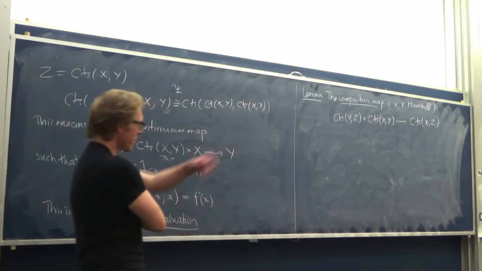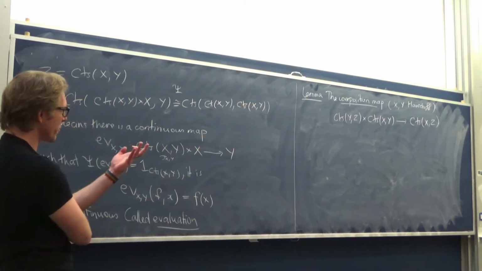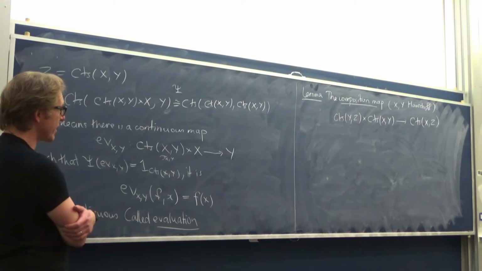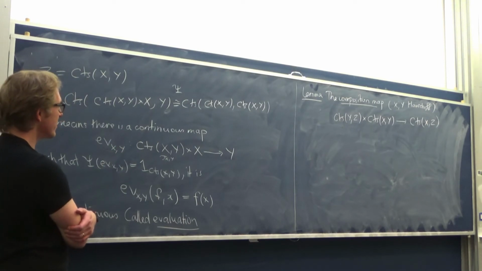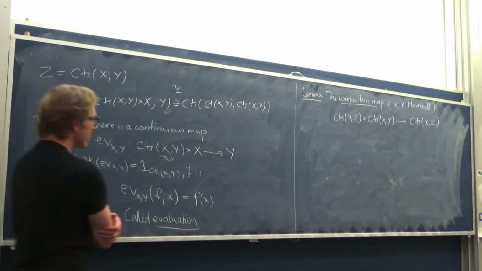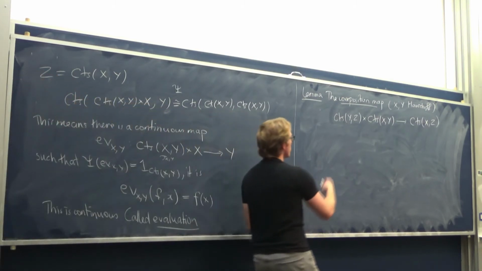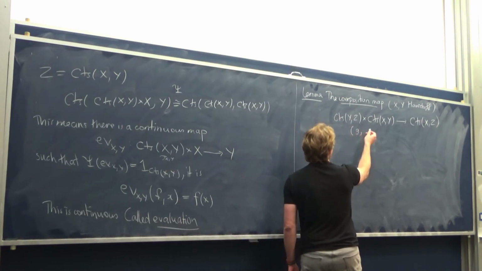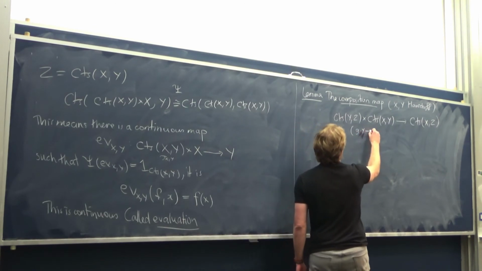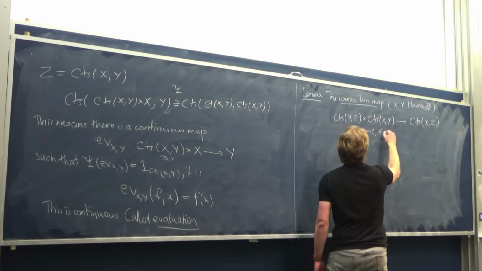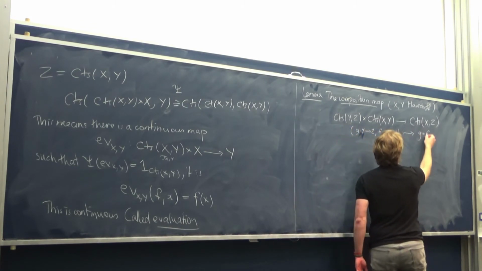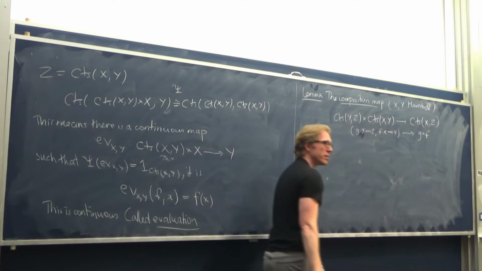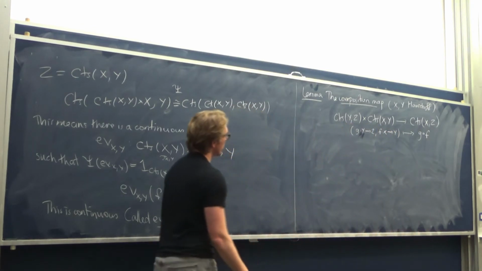Okay, well, forget about this hypothesis for a second. If I just gave you three spaces, well, those are three sets, CTS(Y,Z), CTS(X,Y), CTS(X,Z), I can define the function which just composes. Take a g, which is a continuous map from Y to Z, take an f, which is a continuous map from X to Y, and output the composite, and composites of continuous maps are continuous, so that's a well-defined function.